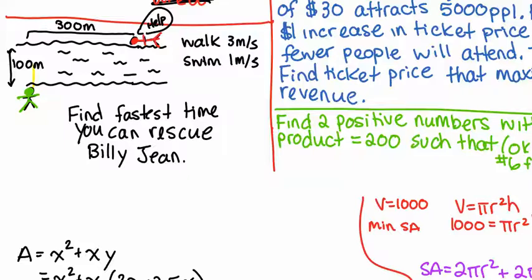So we're going to set up an equation to let him take whatever path he wants. So we're going to assume he enters the water at some point. So let's just say here, but it could be anywhere. And we're going to call this distance x.